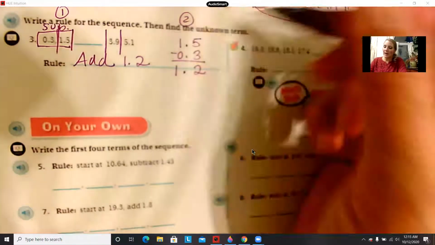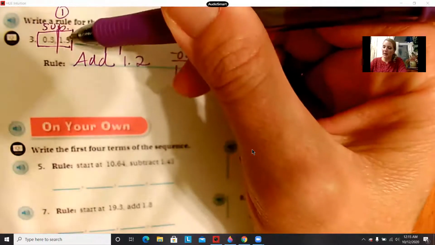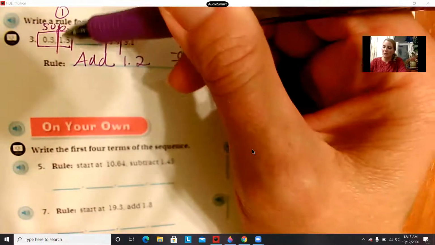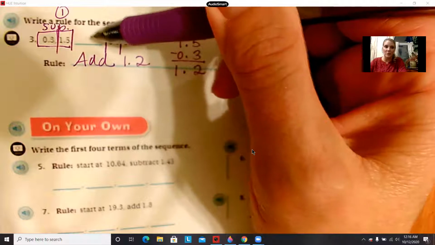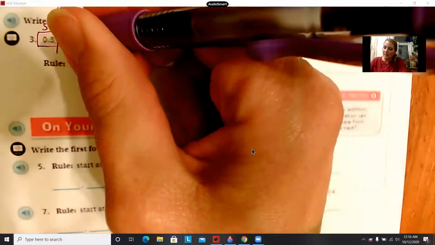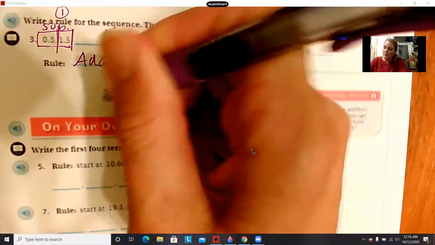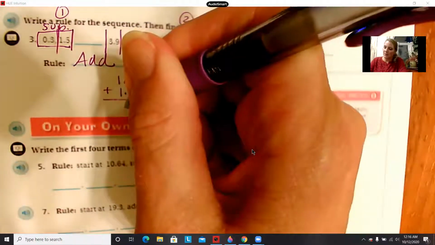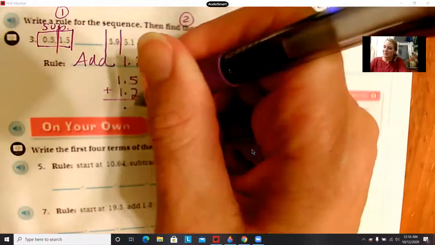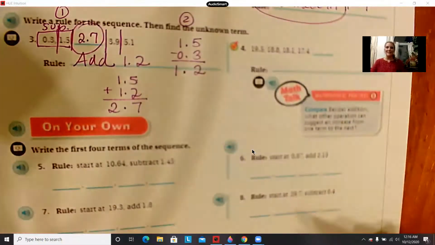Now the second part here, I have to find that unknown term. So from 3/10 up to 1 5/10, I added 1 2/10. So now I have to add 1 2/10 to that number prior. So let's write down 1 5/10, that's here. And now I have to use my rule, add 1 2/10. Line up those decimals. You could probably do this one in your head, right? 5 plus 2 and 1 plus 1. So my missing term here is 2 7/10.